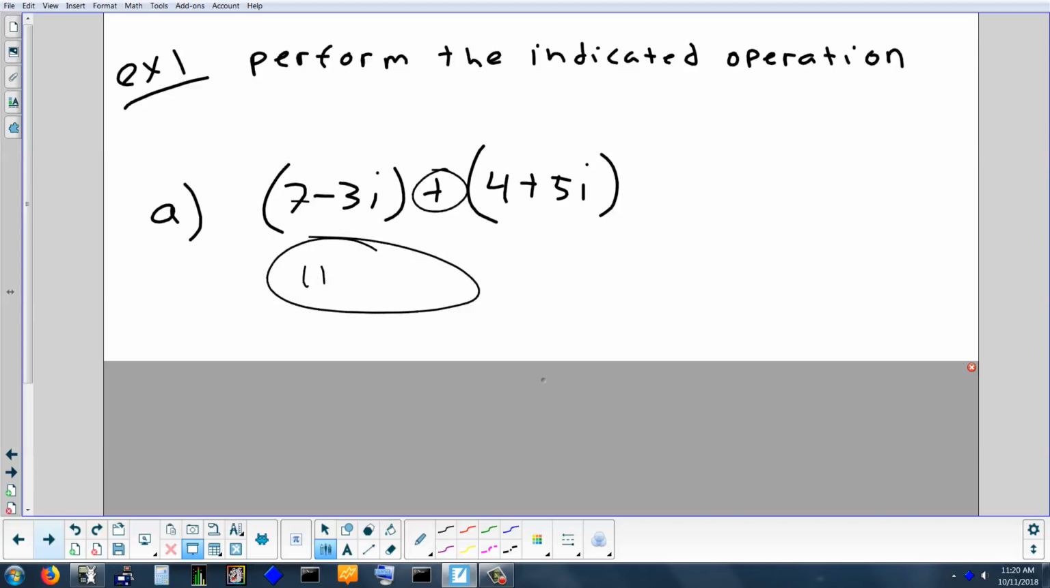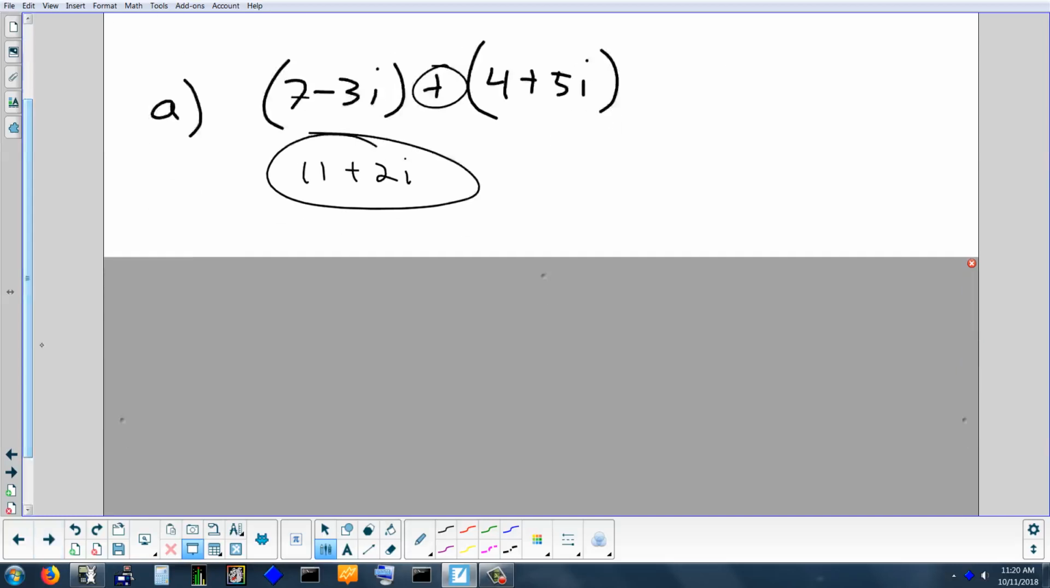Natalie, what's the imaginary part in the first parenthesis? -3. And in the second parenthesis? 5. If you add negative 3i and 5i, what do you get? 2i. That's it. That's how you add. Okay? Just reals to reals, imaginaries to imaginaries.